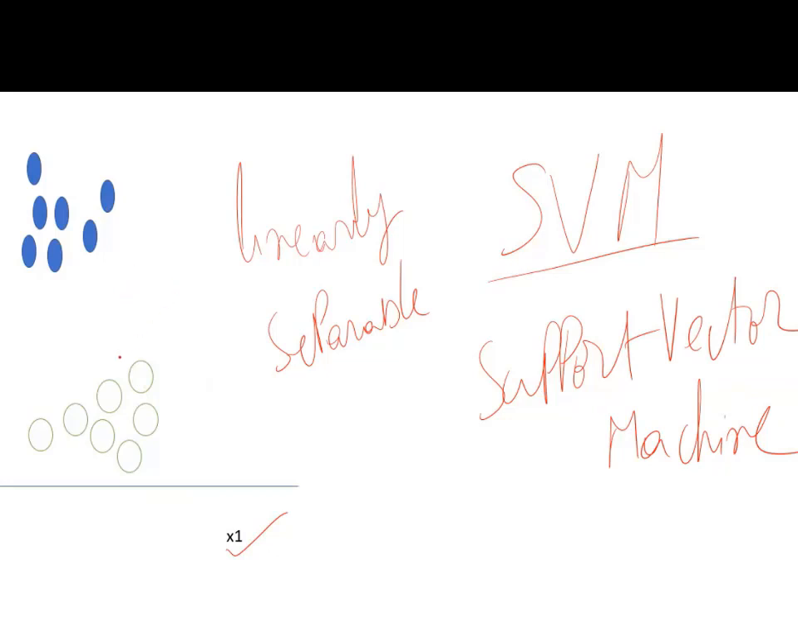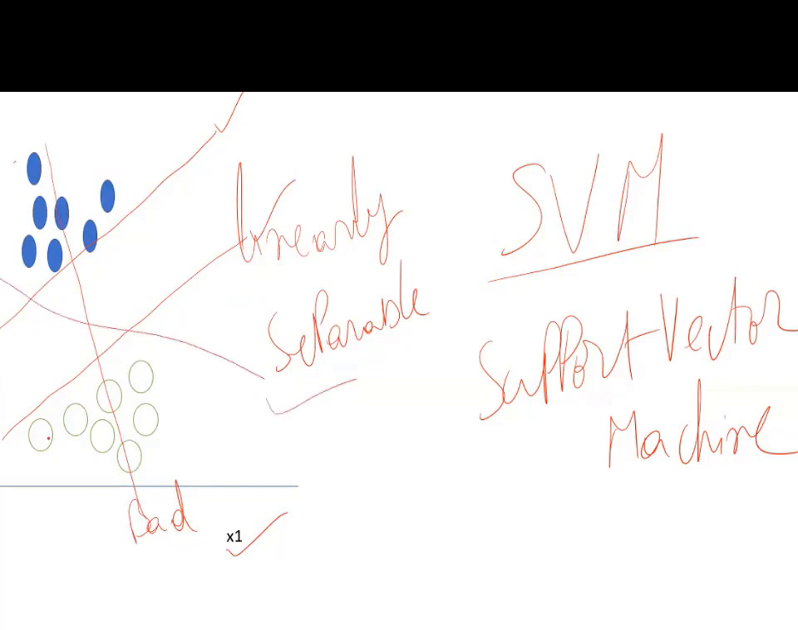Now, we need to find a linear separator for these two. Can you separate these? You can see this line separates these two. This line also separates. If you take a line like this, it is a bad line. This correctly separates it, this is a right line. This is also a right line, and this is also a right line.